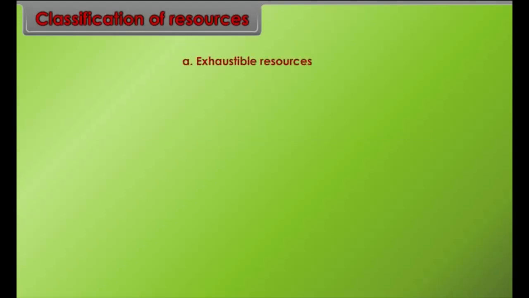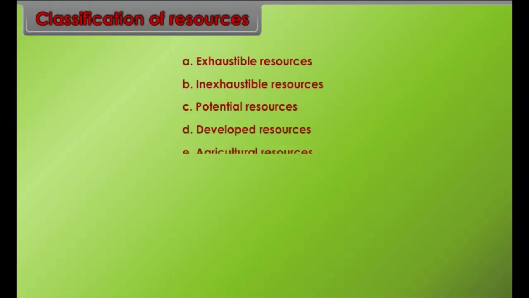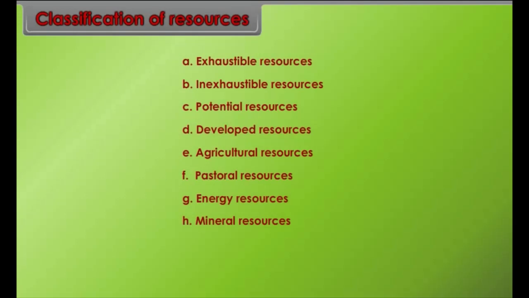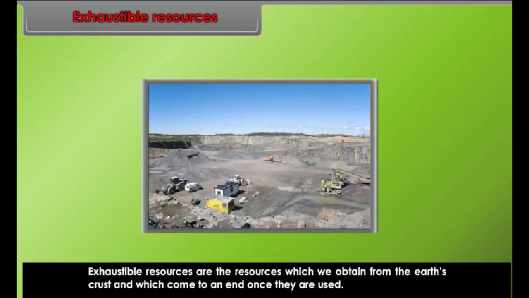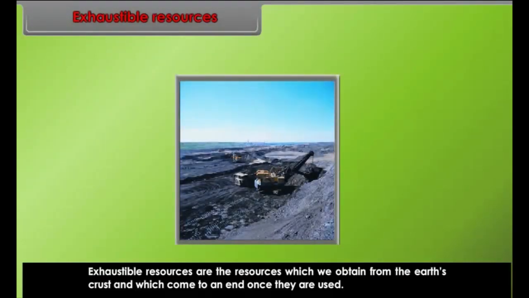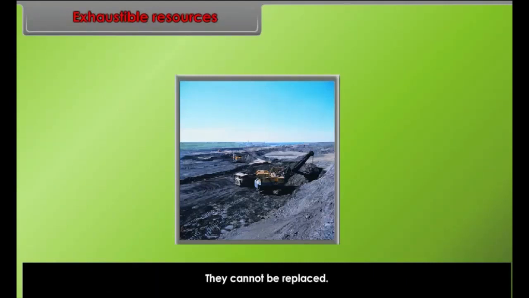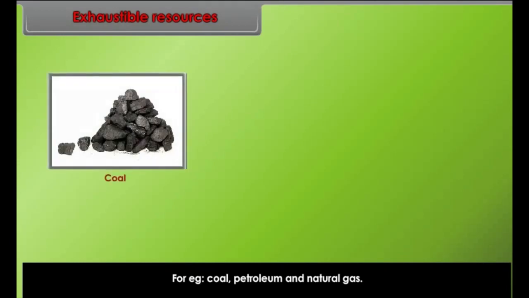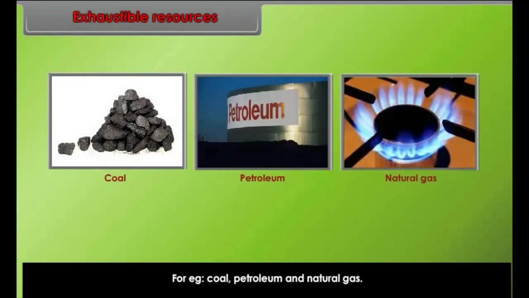Exhaustible resources, inexhaustible resources, potential resources, developed resources, agricultural resources, pastoral resources, energy resources, and mineral resources. Exhaustible resources. Exhaustible resources are the resources which we obtain from the earth's crust and which come to an end once they are used. They cannot be replaced. For example, coal, petroleum, and natural gas.